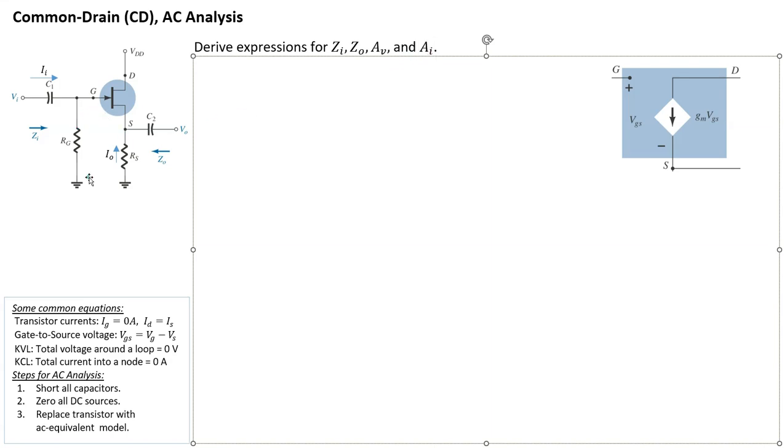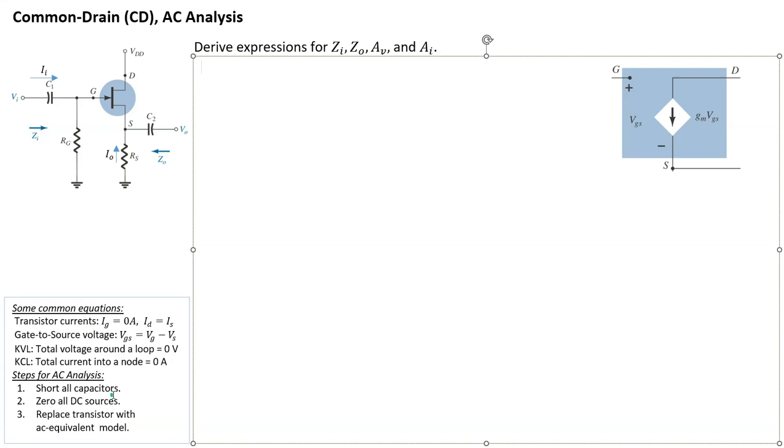IO is a current that flows across RS, and II is the input current that flows from VI into the gate. As usual, whenever we're trying to do an AC analysis, we convert our DC circuit into an equivalent AC circuit, and these are the three steps that you must do.